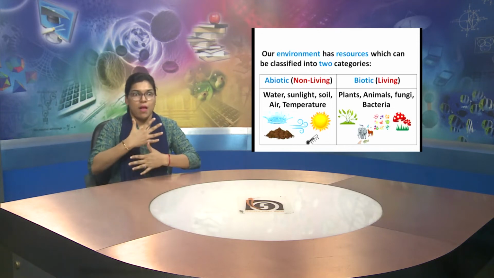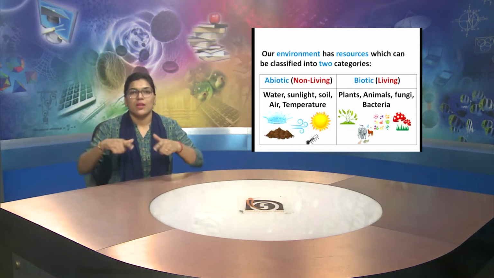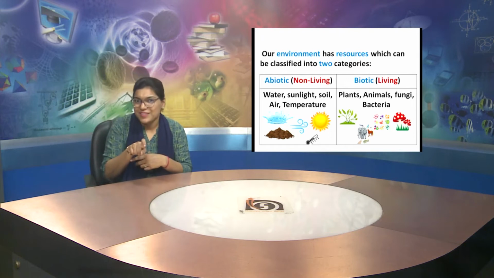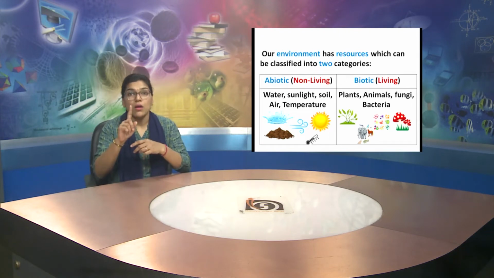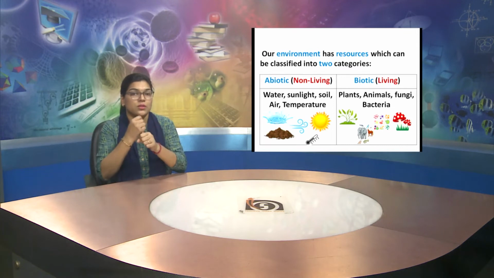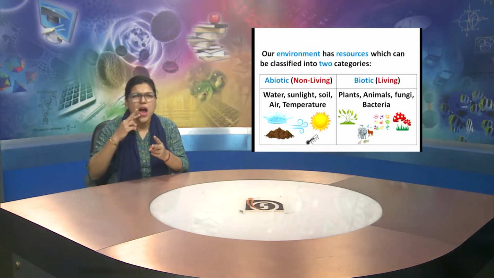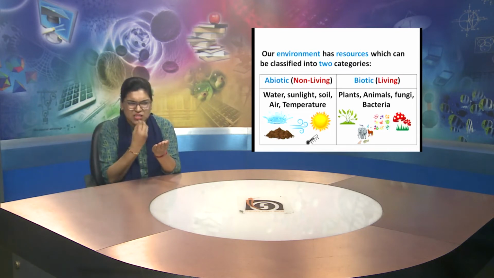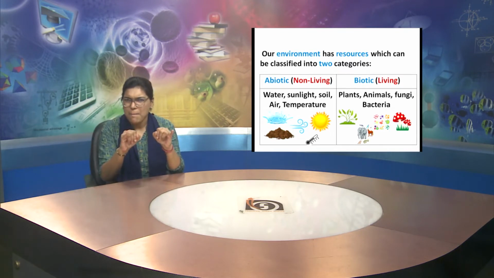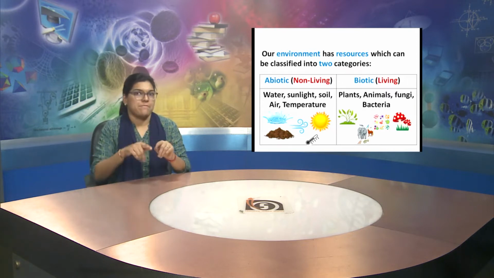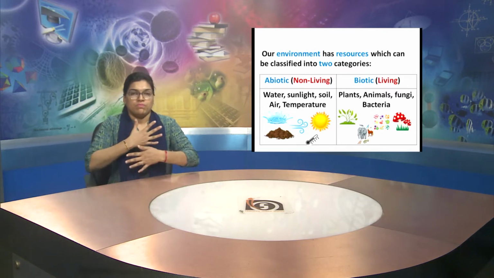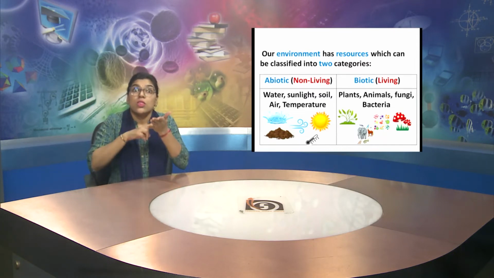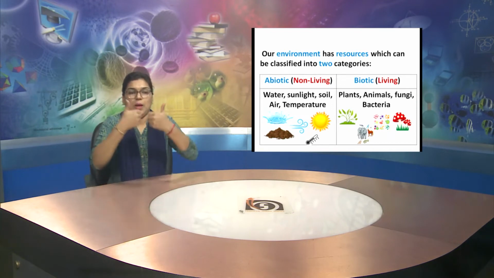And the other category you can see on the screen as well is biotic, that means having living creatures like plants, animals, fungi, bacteria, vegetables, and fruits, all those things which we use for our food. For example, if we keep our food for one or two days, then you can see fungi. So that is also biotic. Here we are talking about only the environmental resources.